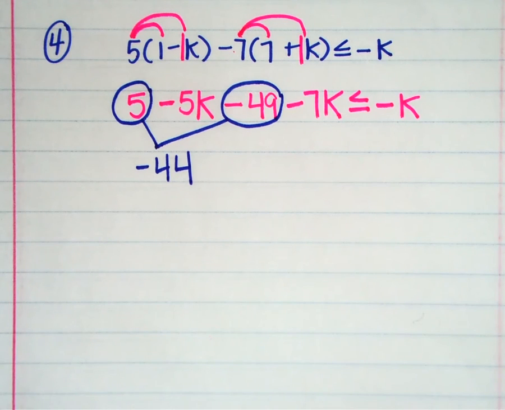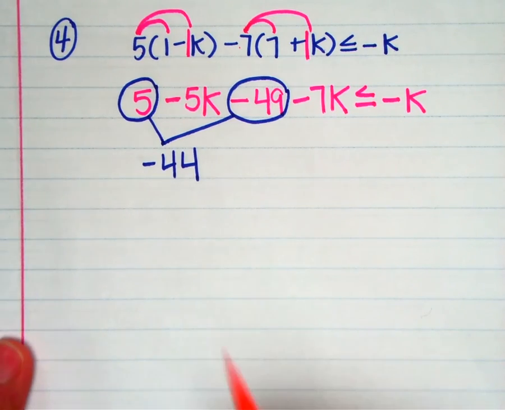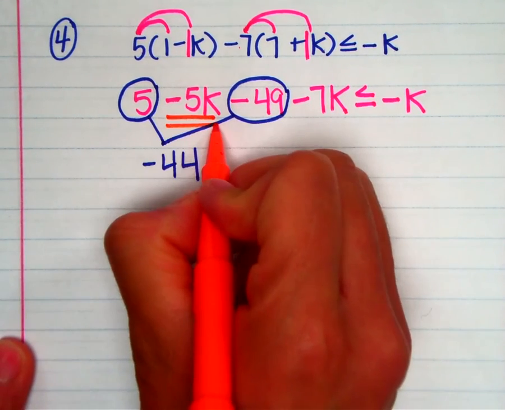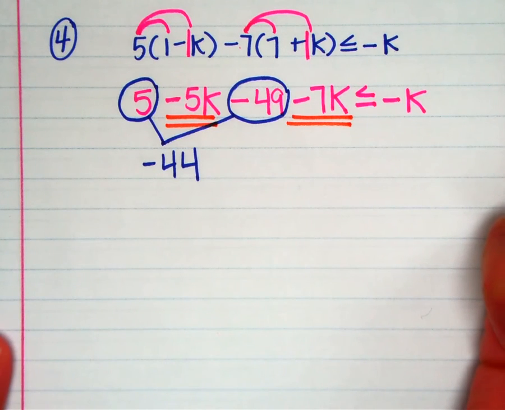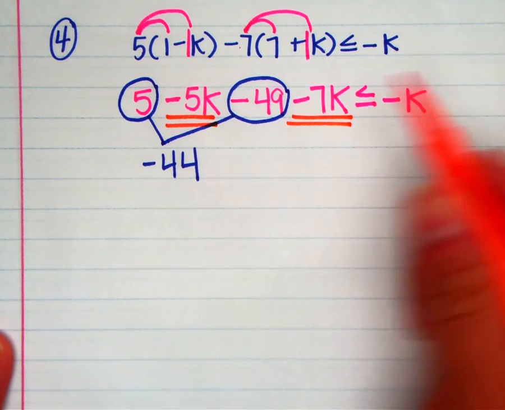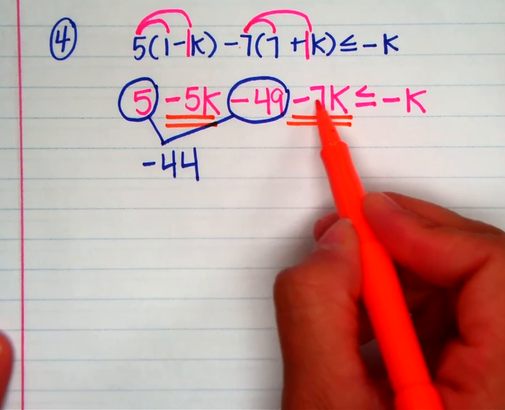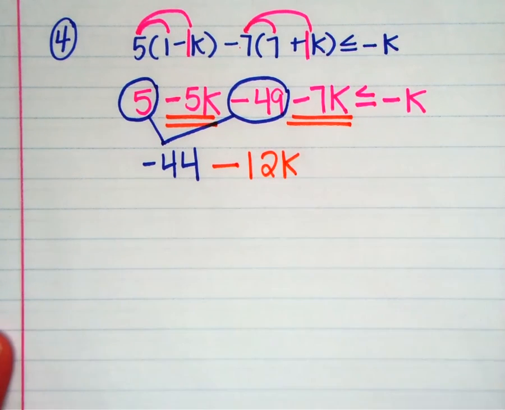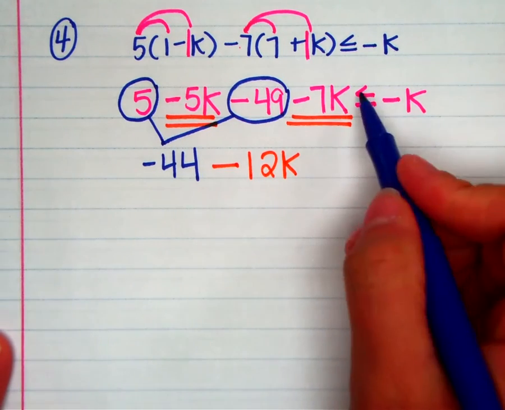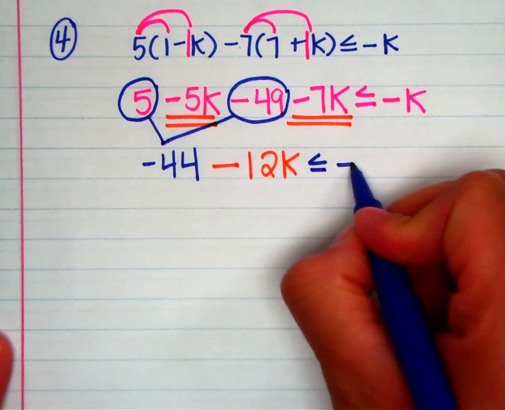We also have other like terms on the left side. So let's go ahead and combine this negative 5k with this negative 7k. They are on the same side of the inequality, so you use the exact same sign to combine them. Negative 5k minus 7k is a negative 12k. Then we bring down our symbol, less than or equal to negative k.